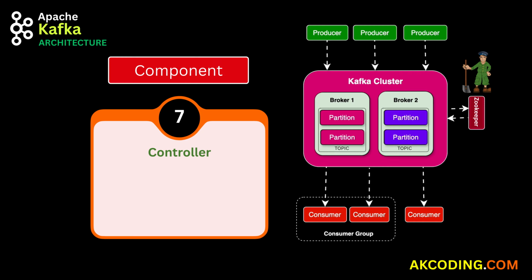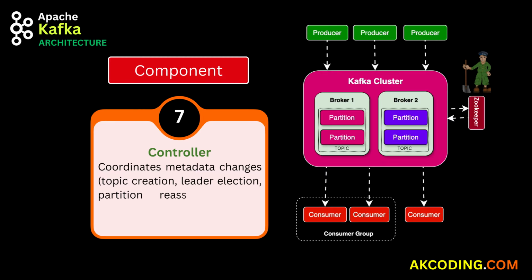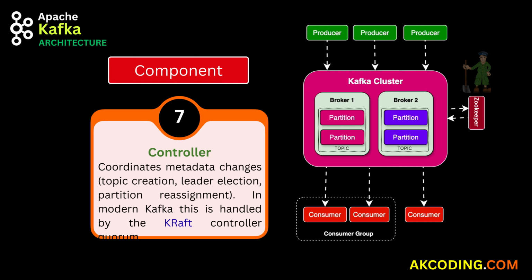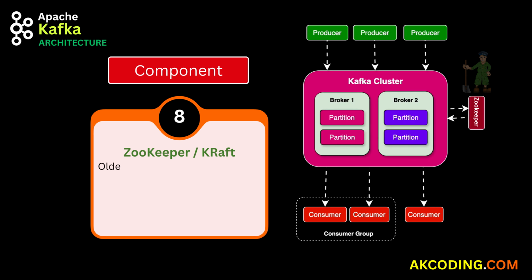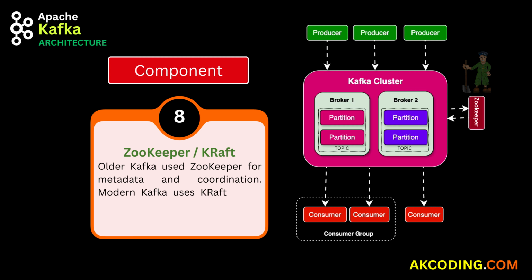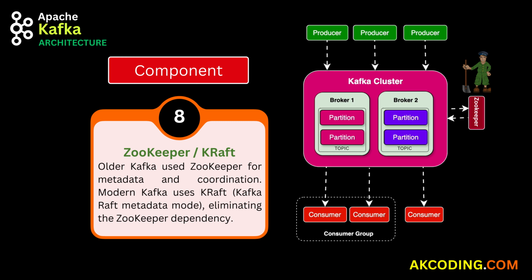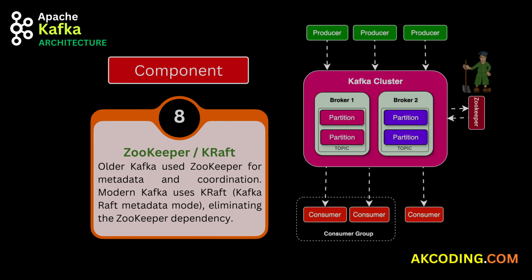Controller: coordinates metadata changes, such as topic creation, leader election, and partition reassignment. In modern Kafka, it is handled by KRaft; Zookeeper or KRaft. Older Kafka uses Zookeeper for metadata and coordination. Modern Kafka uses KRaft, that is Kafka Raft metadata mode, eliminating the Zookeeper dependency.